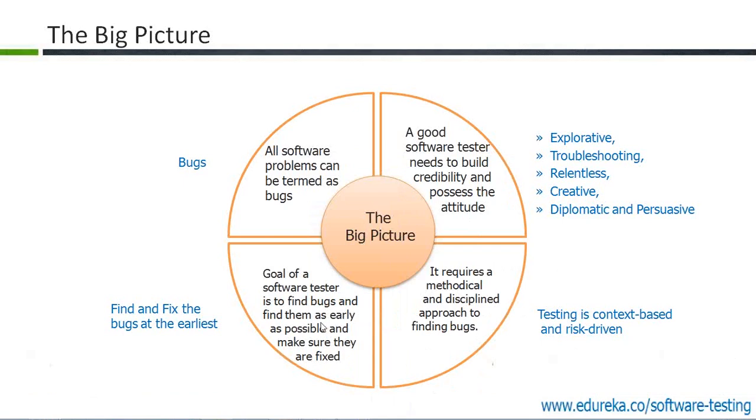Now, I told you, you need to always be very fast and swift to find, identify and get the bug fixed at the earliest, because that would cost the client and the company a lot, and the reputation of the company you're working for will also be at stake. So the goal of a software tester is to find bugs as early as possible and make sure they are fixed. Next, testing is context-based and risk-driven.